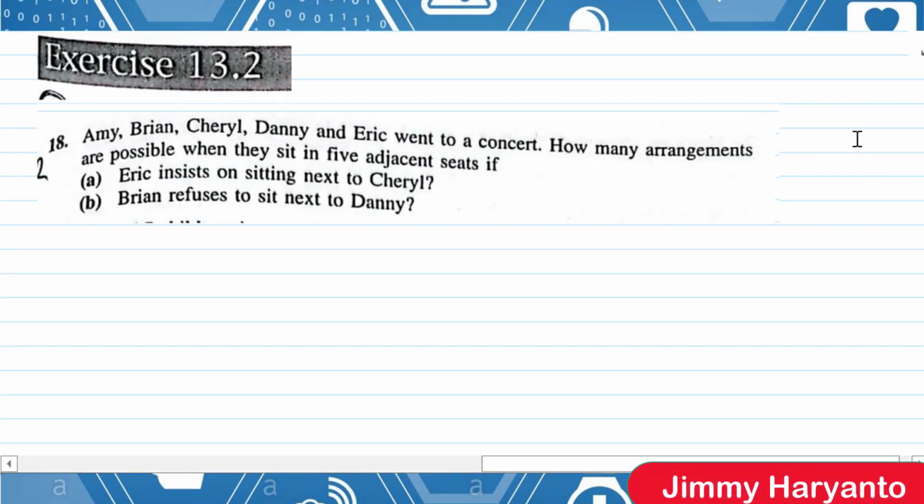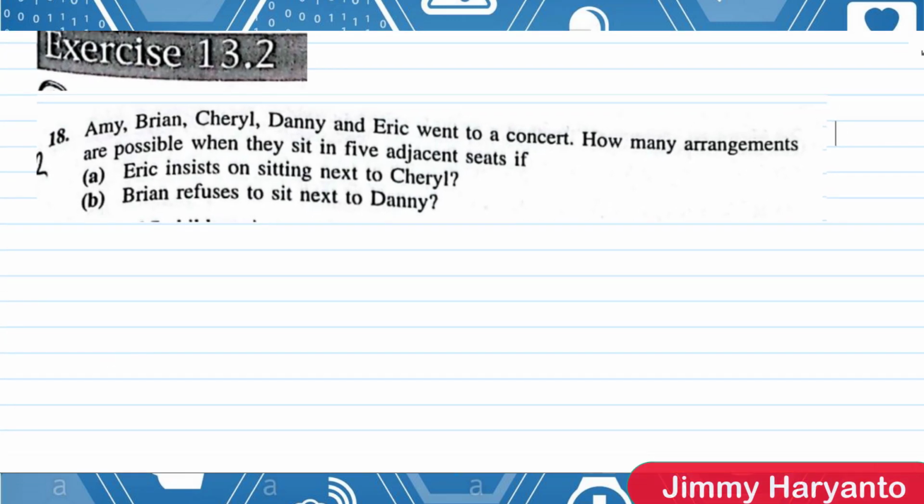I'm so sorry guys, I just realized that my microphone was broken before, from number 11 until 17. I'm so sorry, but I think you can understand the writing that I did in the explanation. Okay, so let's continue with number 18.